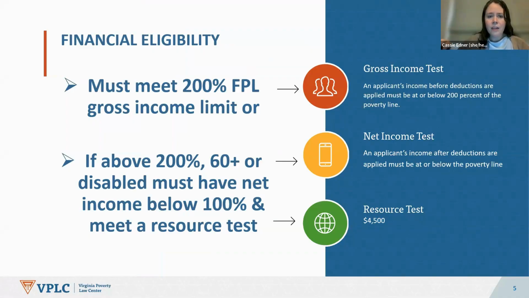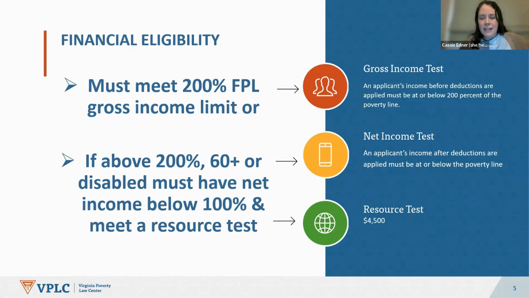It's complicated. SNAP is complicated. There are two ways to be eligible. I'm oversimplifying, but when you're talking about financial aspects, you have to meet a gross income test in order to be eligible, meaning you have to have income below 200% of the federal poverty level. Individuals who are over 200% of the federal poverty level can only receive SNAP if they're 60 plus or disabled, and they also have to have net income below 100% and meet a resource test.